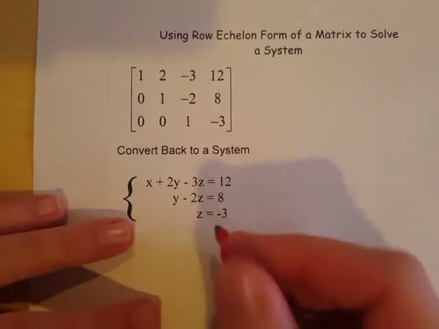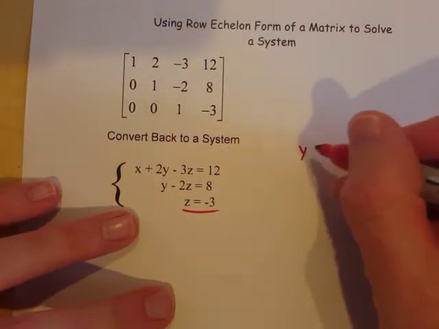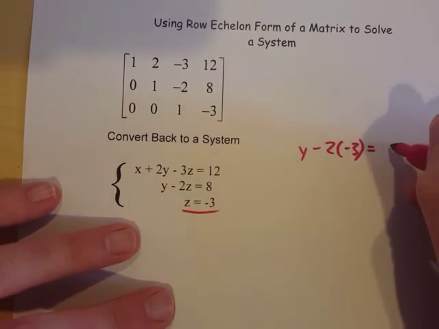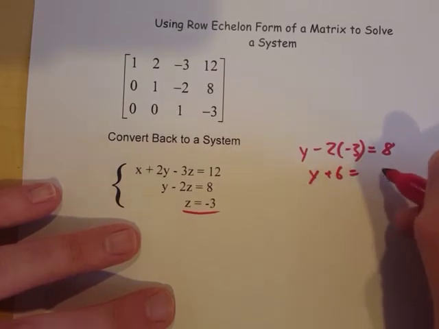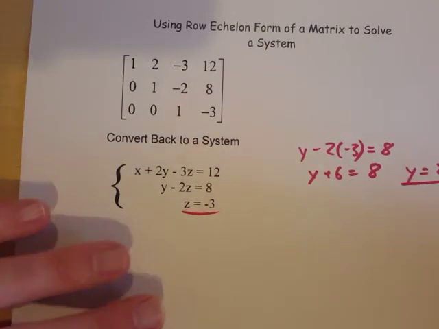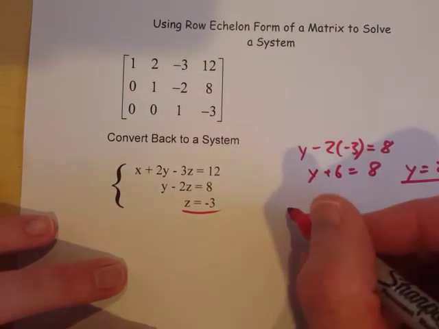If we do that, you'll notice that z is equal to negative 3. We can plug that into the second equation. So y minus 2 times negative 3 equals 8. So that's y plus 6 equals 8, making y 2.